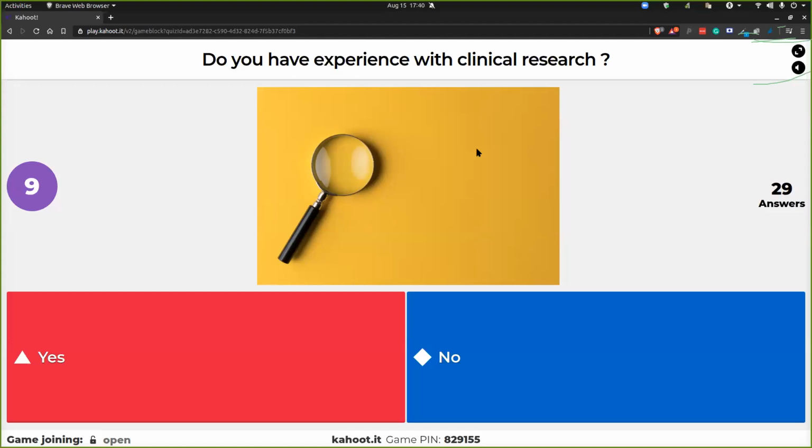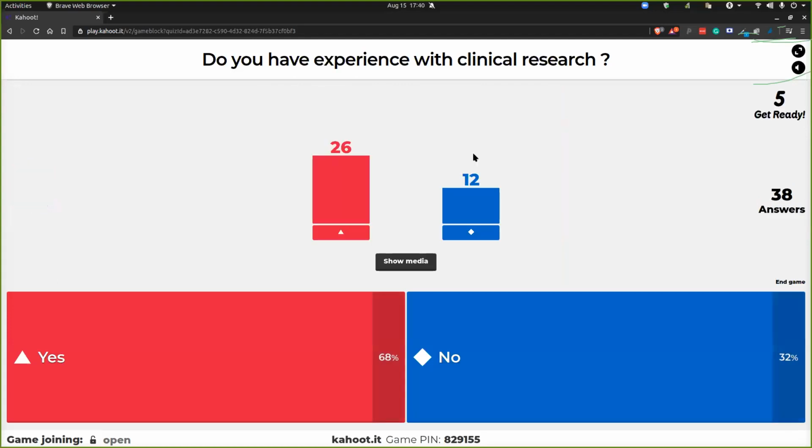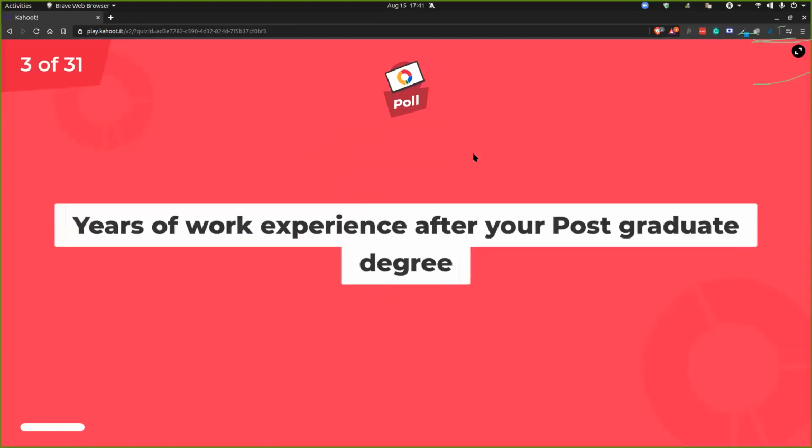I think what happened was when people stopped joining, the app automatically launched. Okay, so 36, 37, great. Nearly more than double the number have experience with clinical research in this audience. That's excellent.